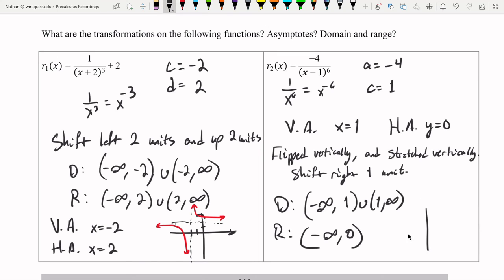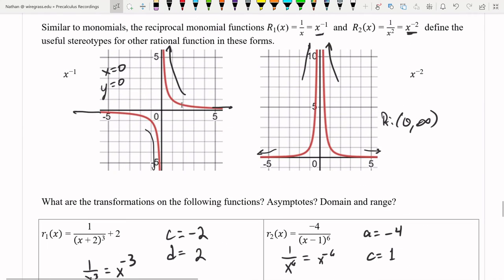Similarly, for this one, we have an issue in the domain at 1. It's been shifted to the right 1 unit. And the range is now 0. We also have a horizontal asymptote at y equals 0. That's just the x-axis. So we would expect it to look something like this. It's been stretched, so it's actually going to be a little bit thinner as well. But that's what I would expect for these, because they're going to look a lot the same as these ones here, but shifted or stretched or whatever.